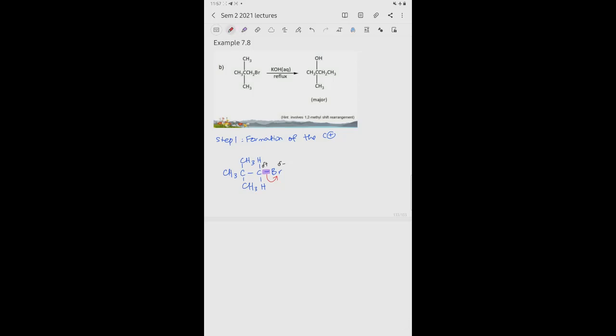This is a rate determining step, where the reaction rate is slow, because we want to break the bond. So we will get the carbocation, which is actually the primary carbocation, primary C plus, and the anion, which is the Br minus. So that's the first step.